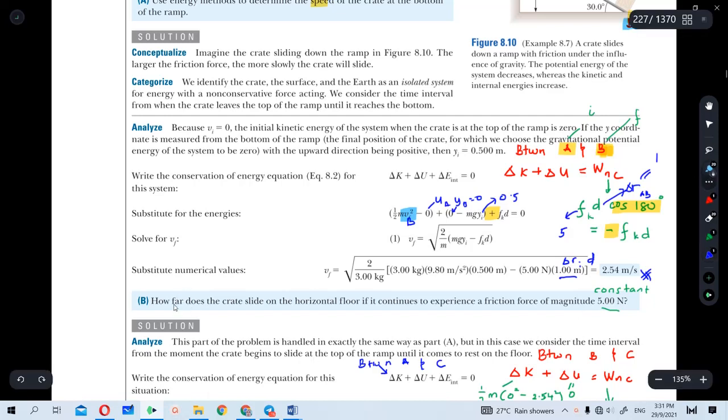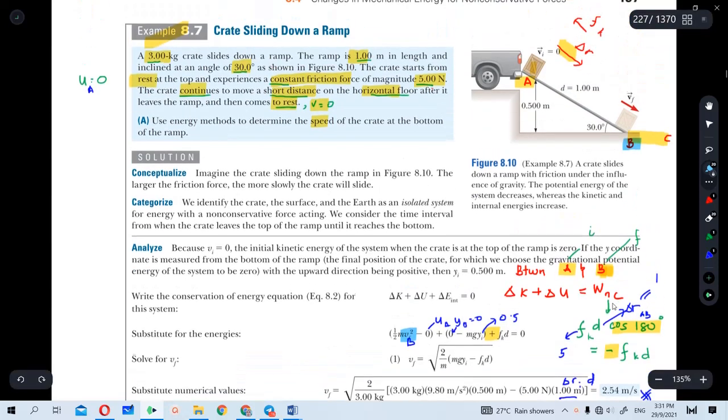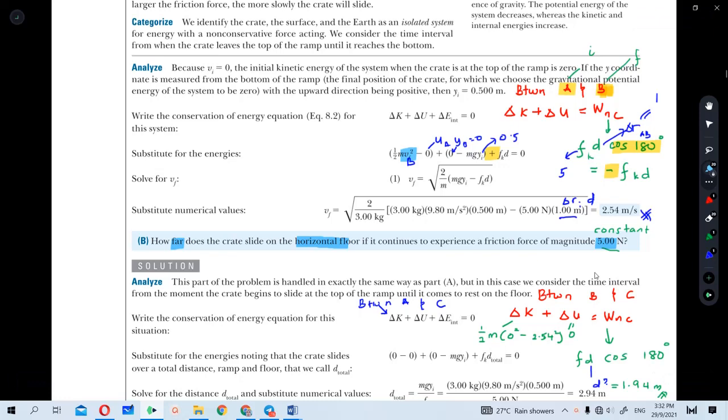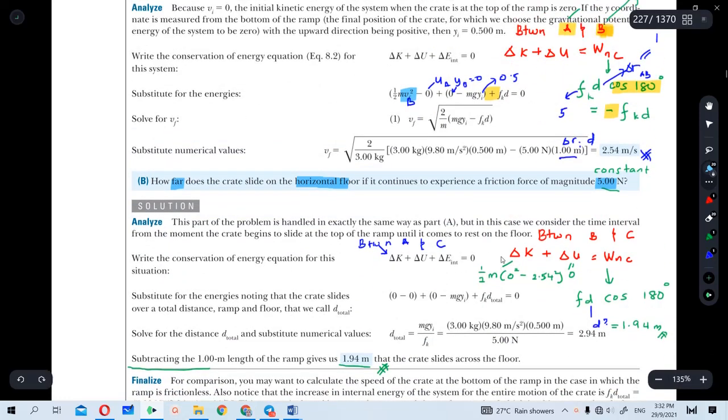Now, the next question B: how far does it slide on the horizontal floor, if it does experience the same magnitude of friction, 5 Newton, which is a constant value. So the question is asking for the distance traveled between B and C. There are two methods here. As you are aware from the very beginning, it's just the same. It's just that we arrange the concept of work by the friction on the other side of the equation. That's the only difference.